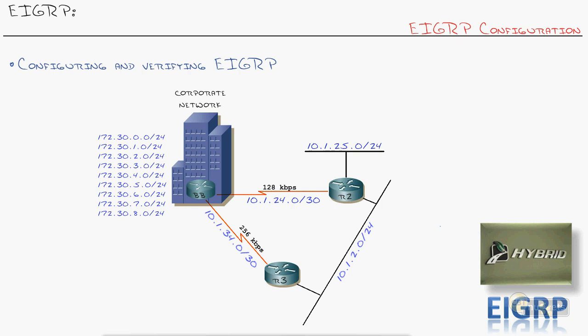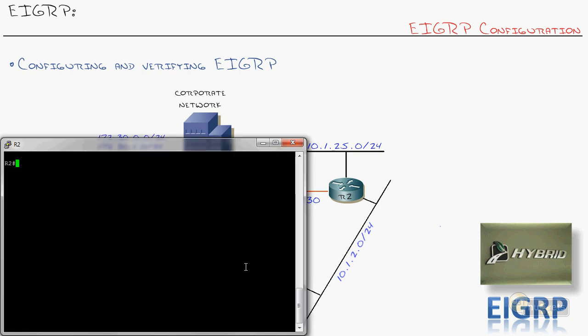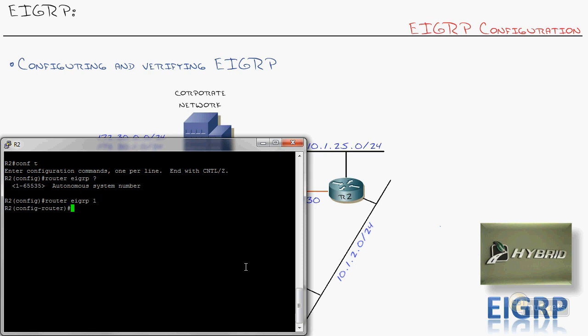So let's hop up here to router 2. On router 2, I'm going to go into global configuration mode and type in router eigrp, and we follow it up with an autonomous system number. Now, all the routers in your organization have to use the same number. This is not like the OSPF process ID. This one matters. If you don't know what to use, just pick one, and remember all the other routers have to be in autonomous system 1.